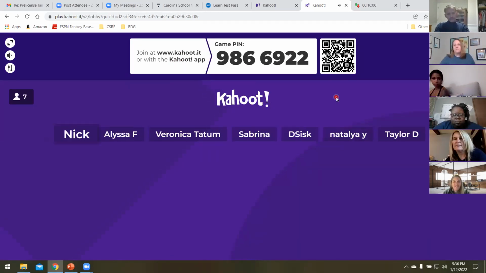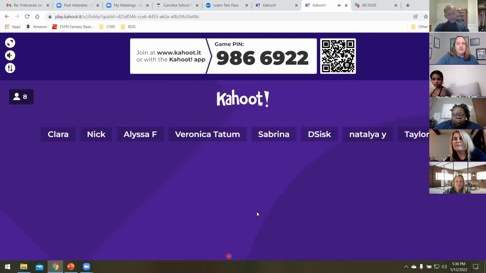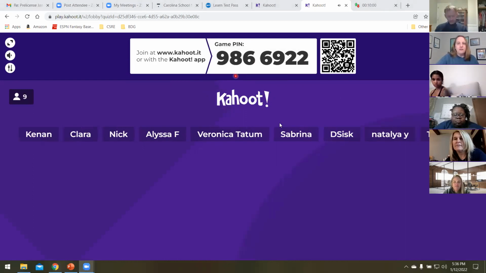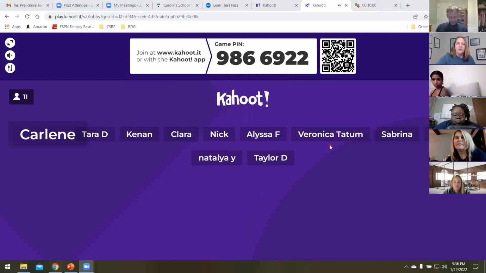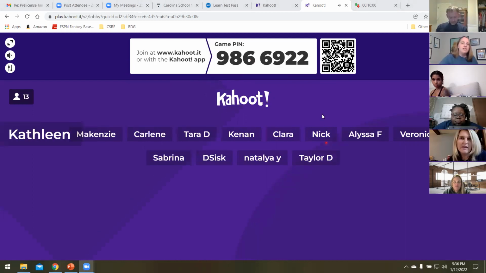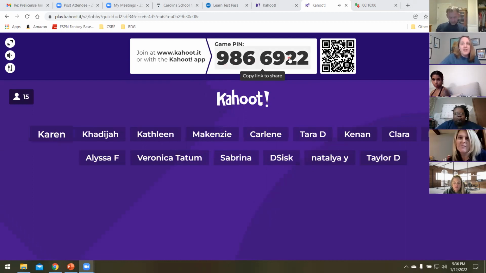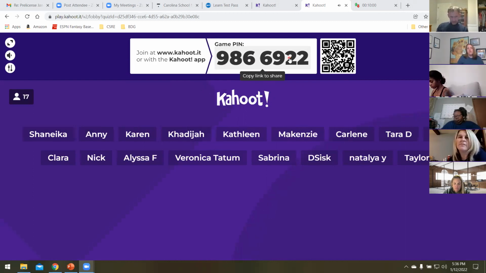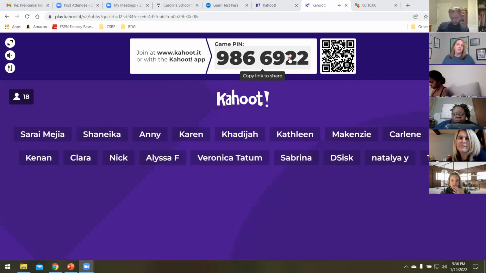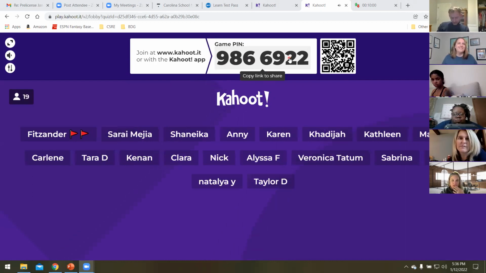Once you get in, maybe using the QR code, it looks like that's pretty simple, actually. It's going to ask you for a game pin. This game's game pin is 9866922 at the top there. And then it'll ask you for your name. You can use whatever name you want to, nickname, real name, whatever. I just ask that you keep it clean.